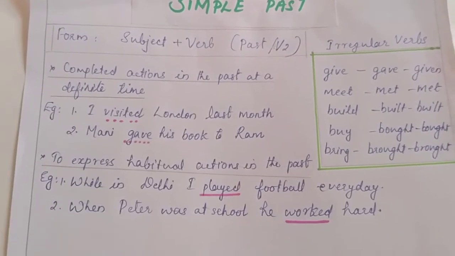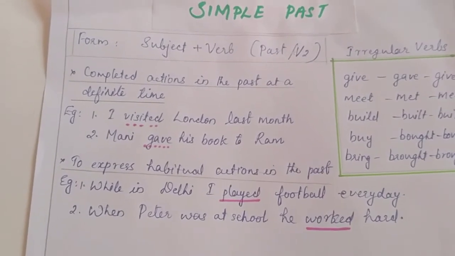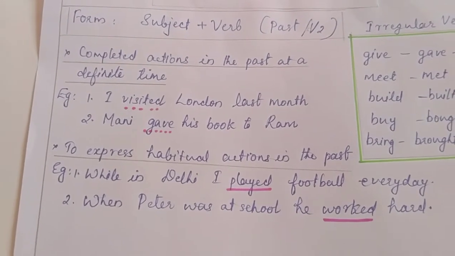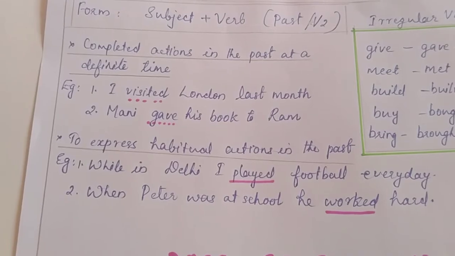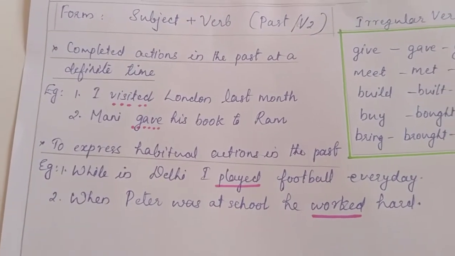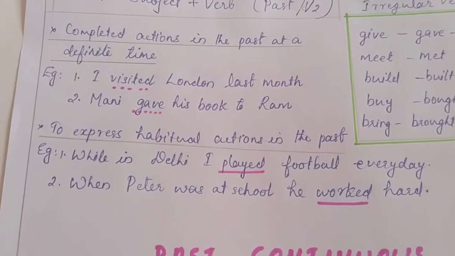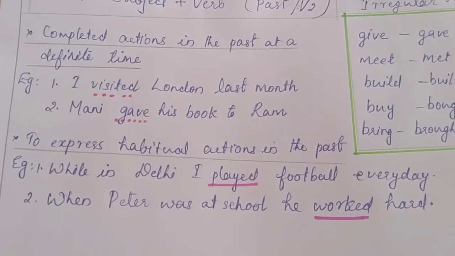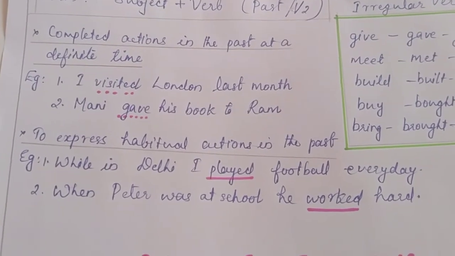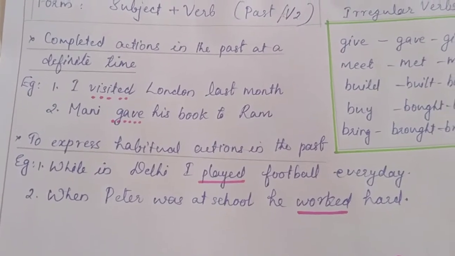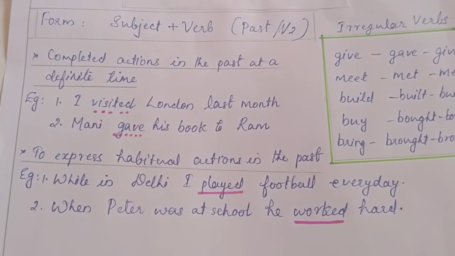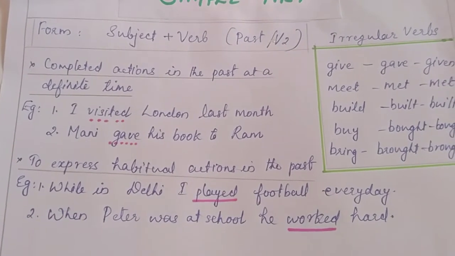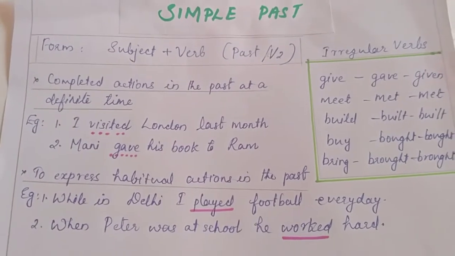One action is completed in the past. For example, I visited London last month. That last month, the visiting London, that action completed. Mani gave his book to Ram. Yesterday or day before yesterday or last month, Mani gave his book to Ram. These two actions completed in the past at a definite time. There is no need to mention the time in this simple past form. Completed actions in the past we can write in simple past form.